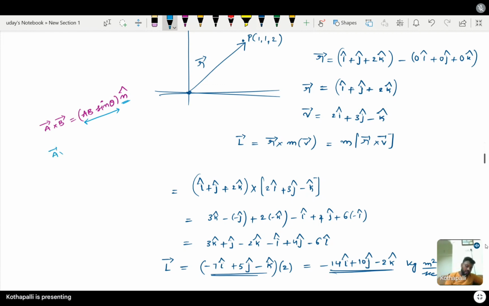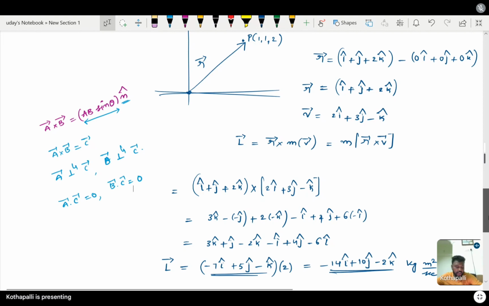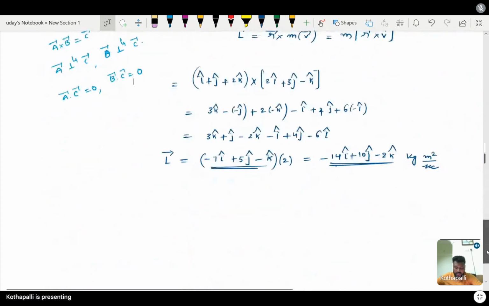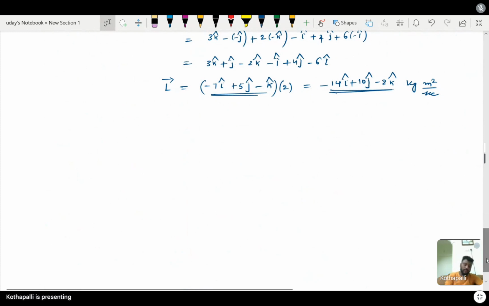So if I take A vector cross B vector equals C vector, remember A vector will always be perpendicular to C vector, and B vector is also always perpendicular to C vector, which means A vector dot C vector is 0 and B vector dot C vector will also always equal 0. So the resultant of two vectors in a cross product will always be perpendicular to the two vectors which got multiplied in the cross product. Okay, very important condition. So this is one model of the question to calculate the angular momentum. Try one more question. This is a very famous model question, very important also.